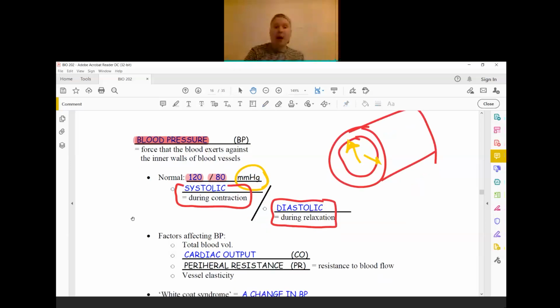And there are many different things that affect your blood pressure. For example, the amount of blood in the system. If you lose a lot of blood, your blood pressure drops. Also, how much blood your heart is putting out, so cardiac output, the resistance to the blood flow, and also the elasticity of the vessels.